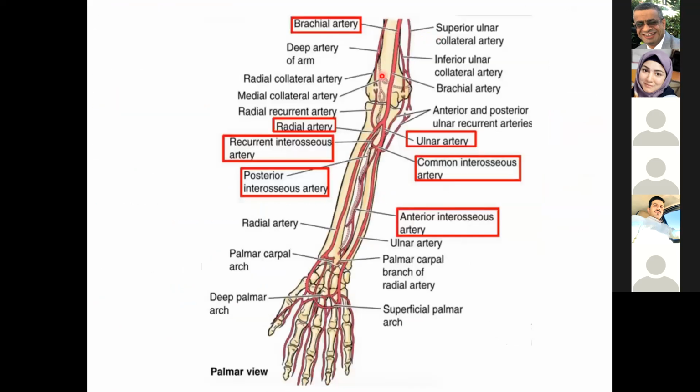This is the brachial artery. This is the radial artery. This is the ulnar artery, which gives the common interosseous artery, divided into posterior and anterior interosseous arteries.